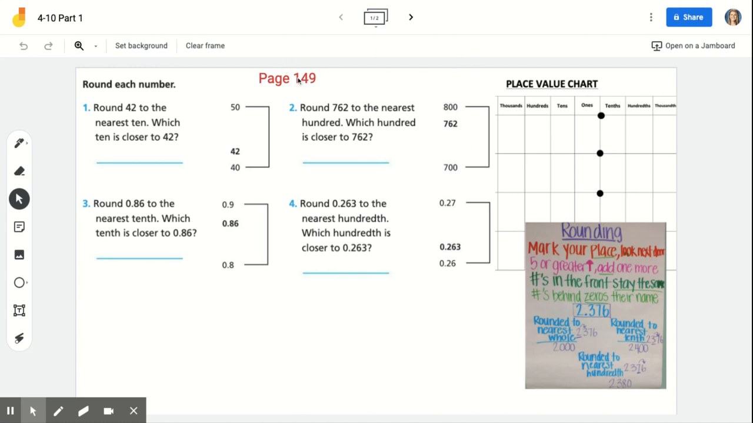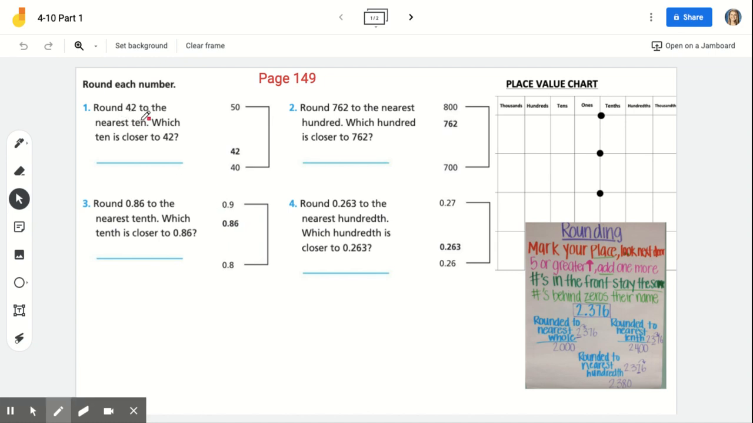We're on page 149 in your activity book. Please have that open and ready, and you should find the heading Review of Rounding. That's not on my screen, but it should be in your book. Please have your place value chart ready, and we're going to be reviewing how to round in this lesson.